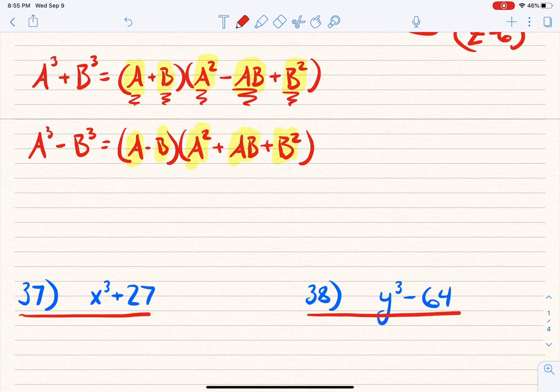I can help you remember the signs. You just have to remember that part, and that's easy, okay? So whether it be the sum of two cubes or the difference of two cubes, it's always just going to be a, b, a squared, ab, b squared. All right, so now let's talk about the signs.